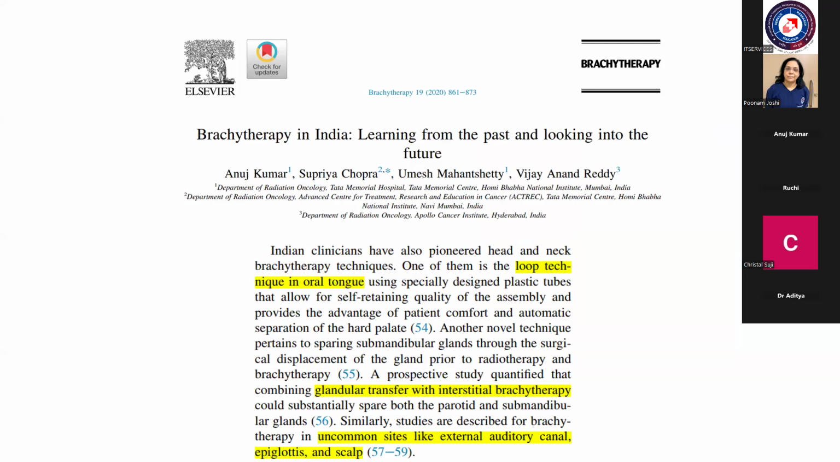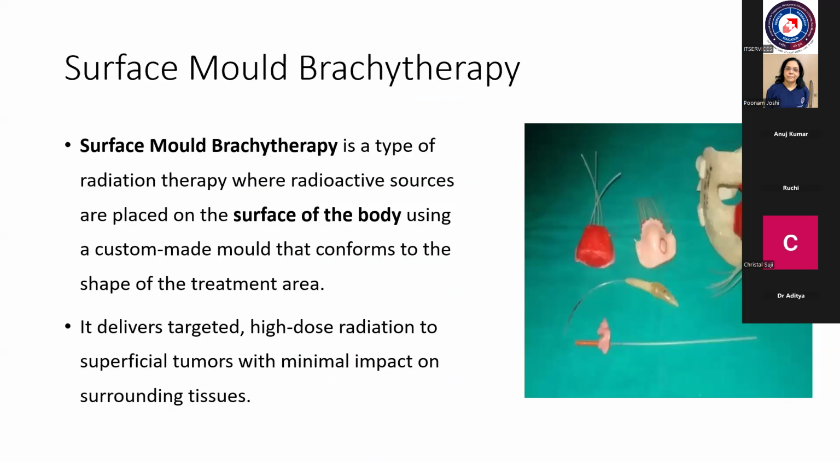So coming to surface mold brachytherapy. Surface mold brachytherapy is a different concept. The other form of head and neck brachytherapy that is used is the surface mold. This is a type of radiation therapy where the radioactive sources are placed on the surface of the body using a custom-made mold that conforms to the shape of the treatment area. It delivers high dose, targeted radiation with minimal impact on the surrounding tissues.